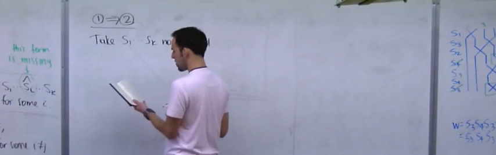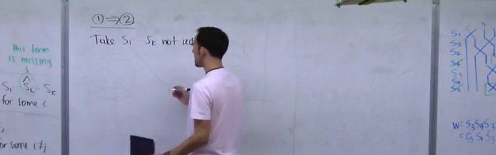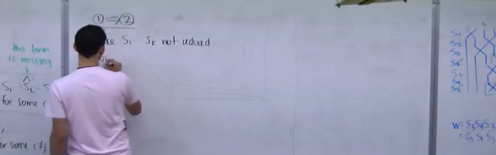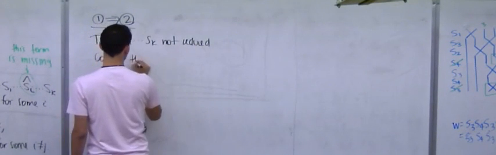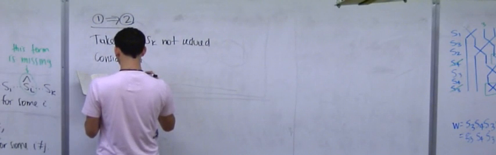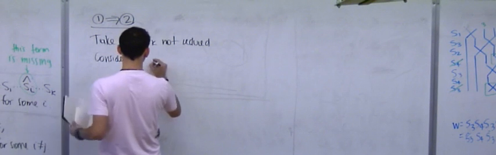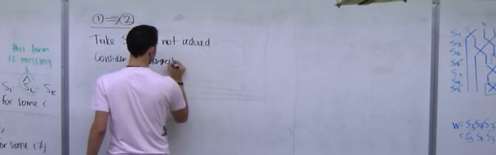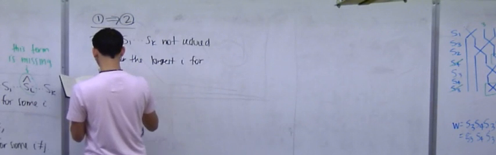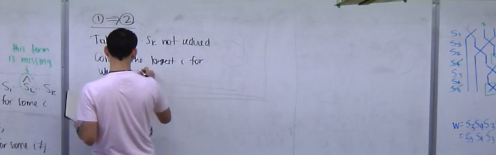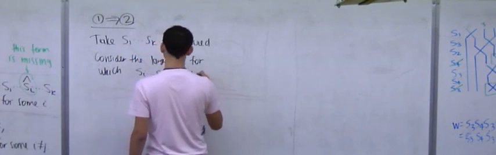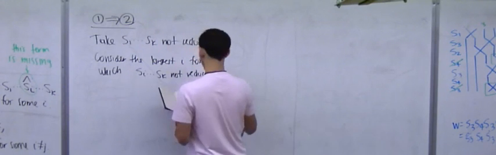Now, what I'm going to do then is consider the largest i for which Si dot dot dot Sk is not reduced.